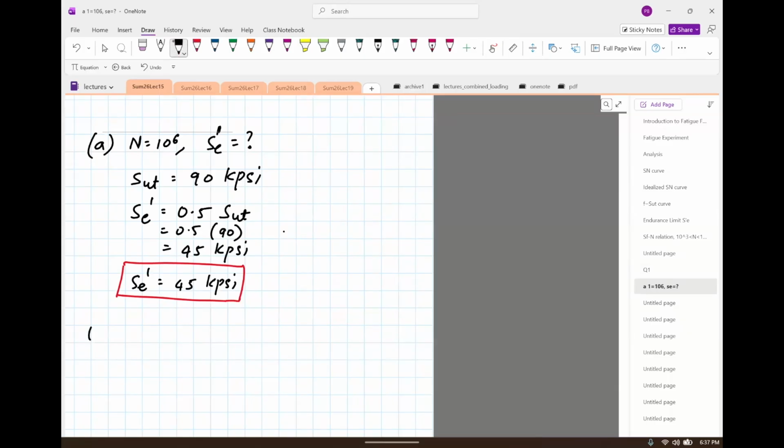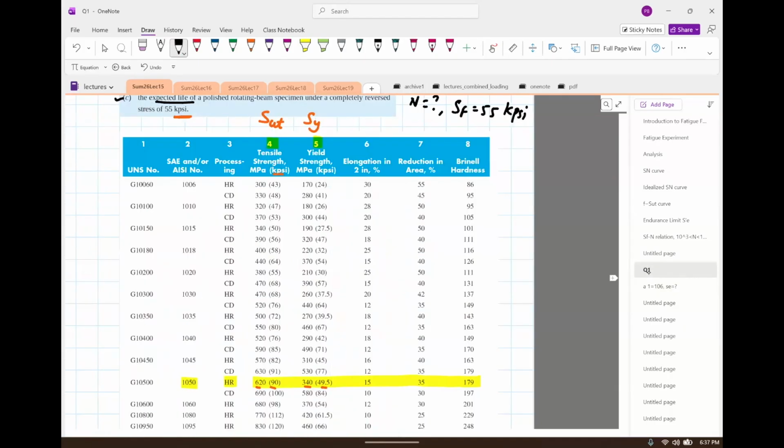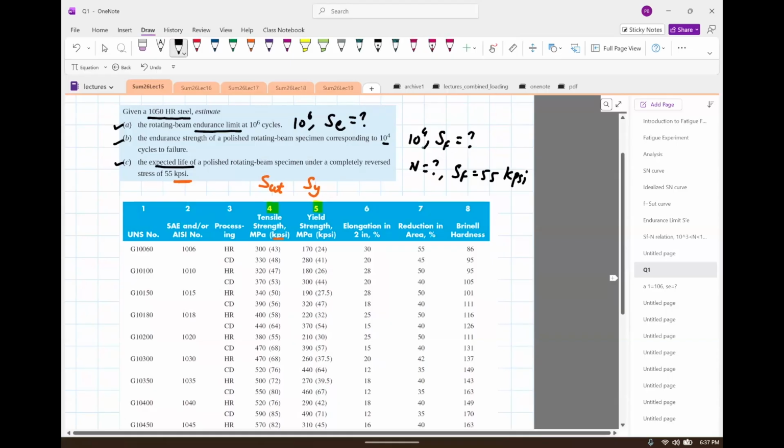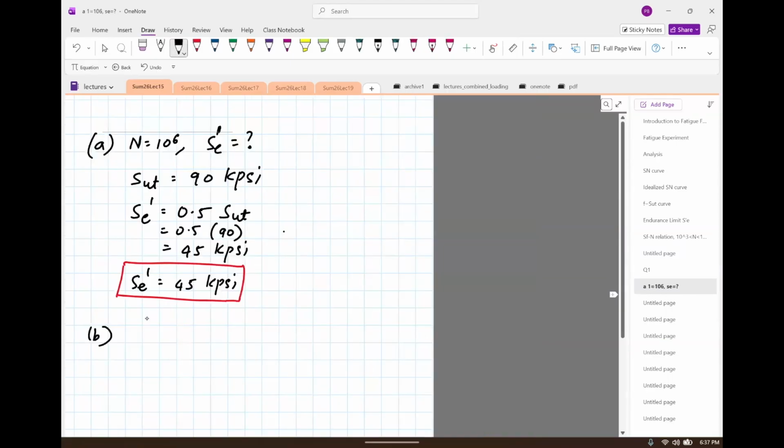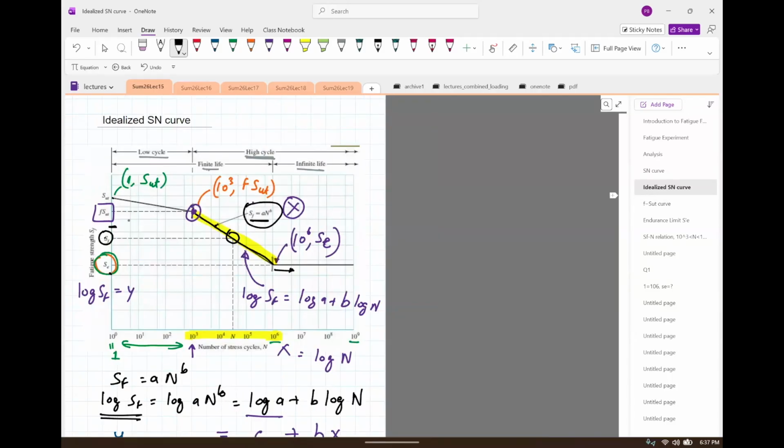Okay, next question. We are asked to compute SF at 10 raised to 4. So at N equals 10 raised to 4, what's SF? Now remember that the SN curve, and you can just look at the idealized one, has three parts to it: low cycles, high cycle finite life, high cycle infinite life. First, identify which region this lies in.